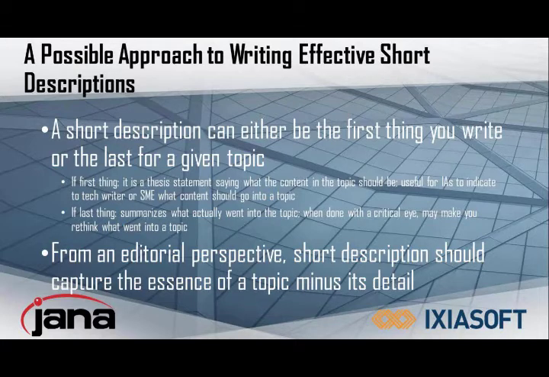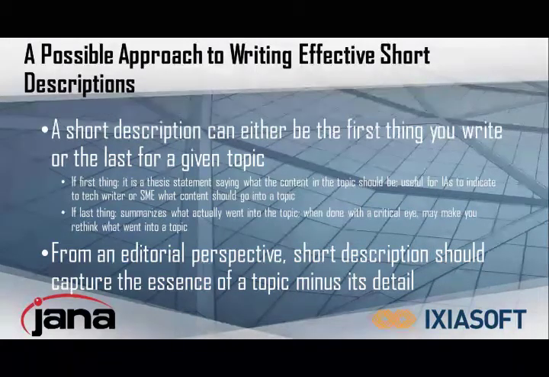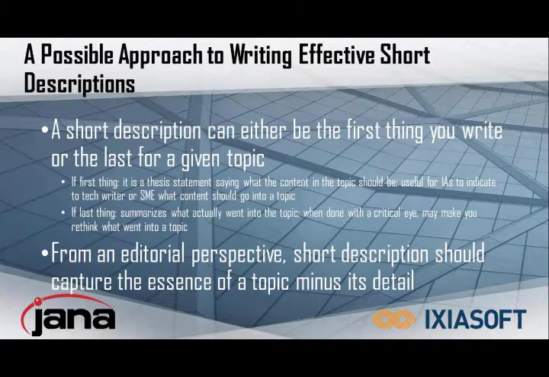So, my final parting words on this are a couple of ways you might want to think about how to approach writing short descriptions for a given topic. I think there are really two basic approaches. One is that you do it as the very first thing you do. You create a topic, you know what the topic type is, and then you create the short description so that it's basically a thesis statement saying what the content in the topic ought to be. This is useful for people like information architects to indicate to the technical writer or the subject matter expert what content ought to go into the topic in the first place.